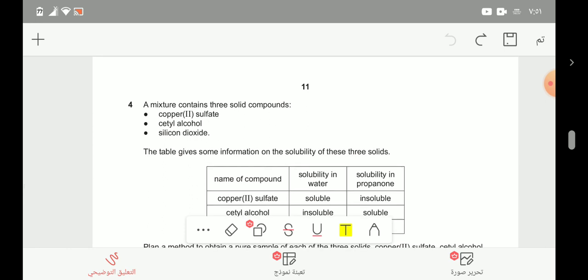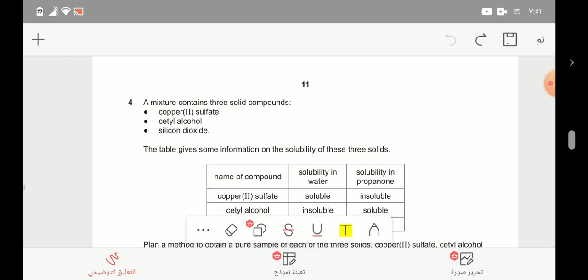Let's move to the next question. A mixture contains 3 solid compounds: copper 2 sulfate. So when we talk about the mixture here, we will move to another chapter which is talking about the separation techniques, or separation of mixtures. Copper 2 sulfate, cetyl alcohol, silicon dioxide.